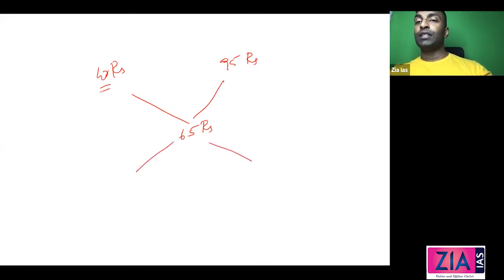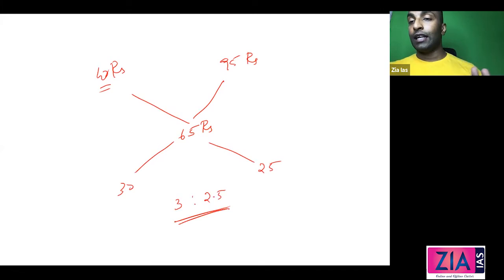So 95 to 65, this is 30. 40 to 65, this is 25. What is this ratio? 3 is to 2.5. So you should be mixing in this ratio.